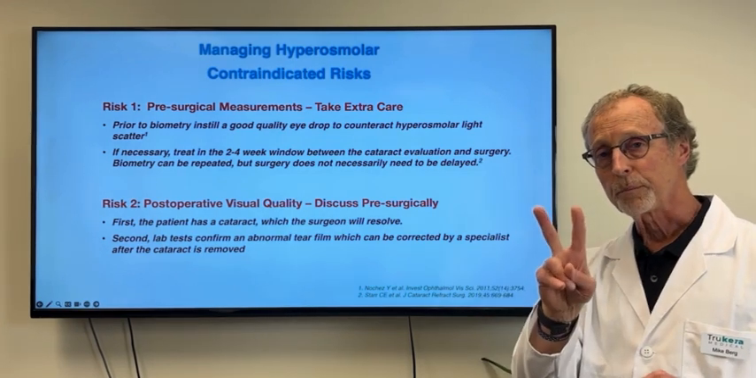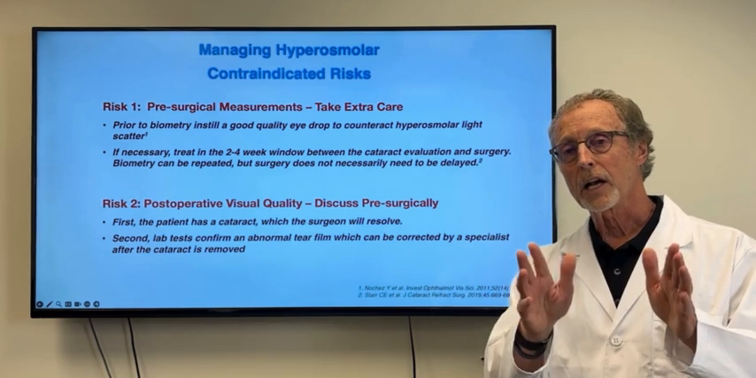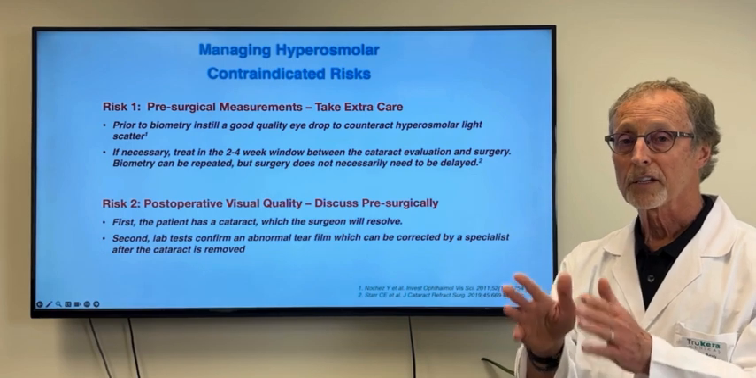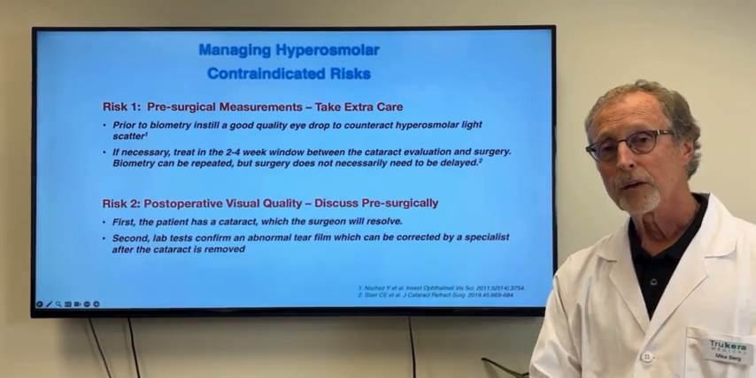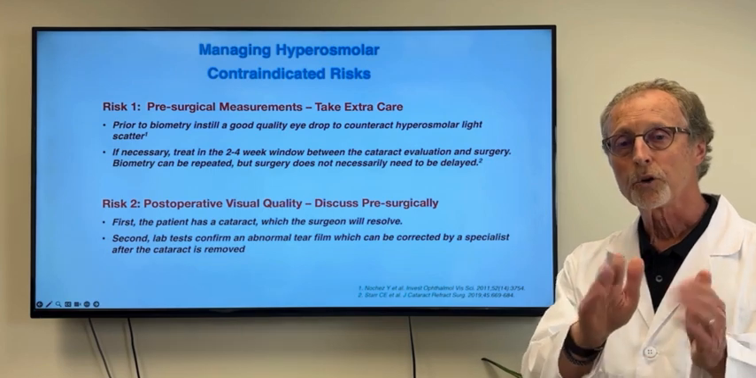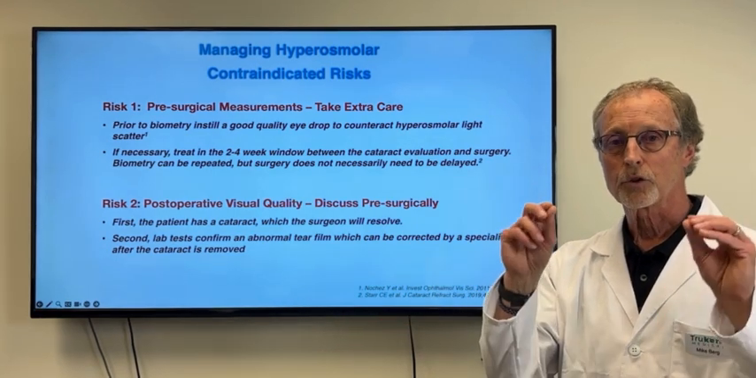But you also have a second problem, and that's a hyperosmolar tear film, which will cause light scatter and visual fluctuations after surgery, sometimes as long as 3 to 6 to 9 months after surgery. And if you do encounter that and it bothers your vision and your quality of vision, you go see your dry eye specialist or come back to me and we will take care of your dry eye problem.